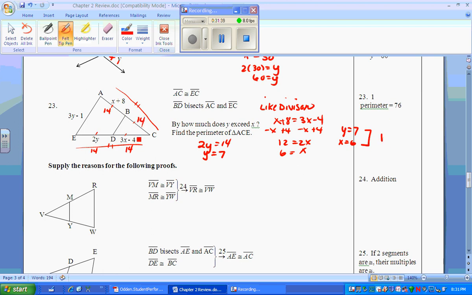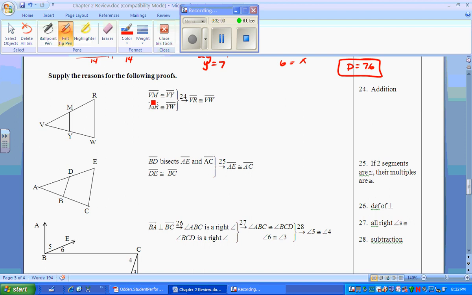If I want the perimeter, well, that piece is 14, and this is y, so we get 3 times 7 minus 1, so that's 20. Add up all of these pieces here, and the perimeter ends up equaling 76.